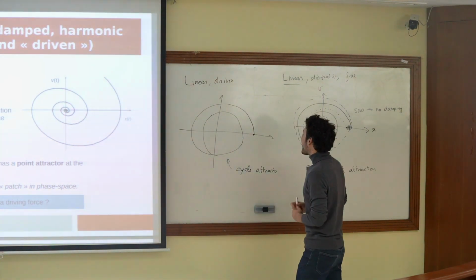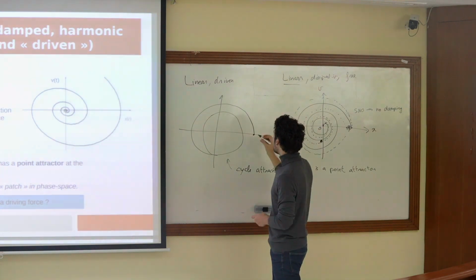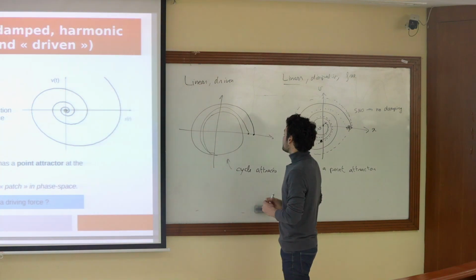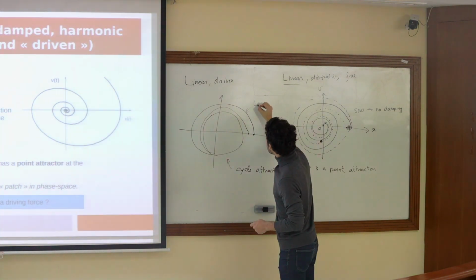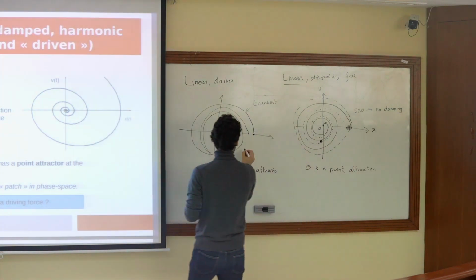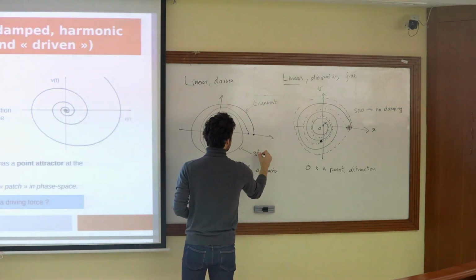Because essentially, it doesn't really matter where I start out, it will go towards this thing. So this bit here, that's the transient. So this is the transient, and the circle here is just the steady state.